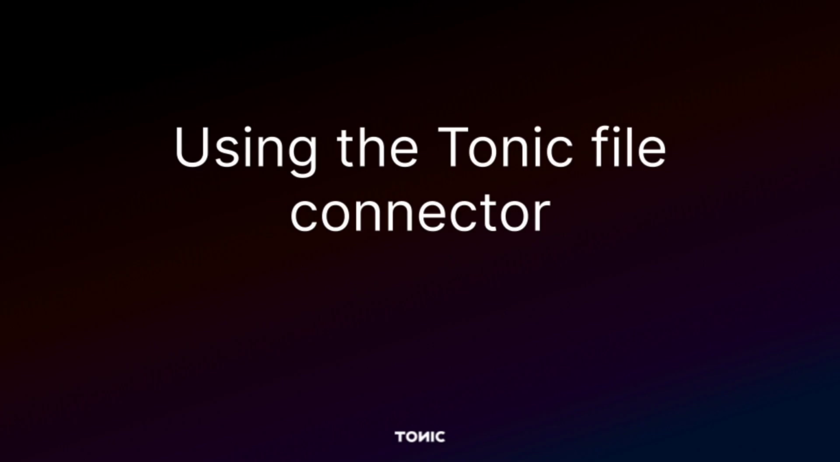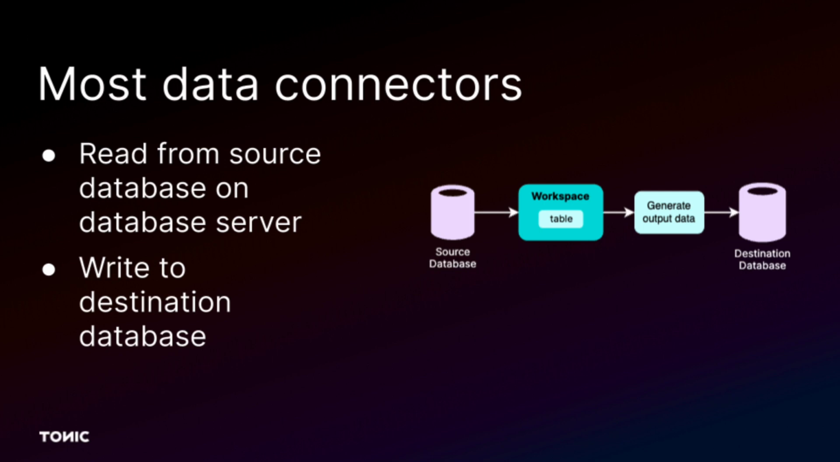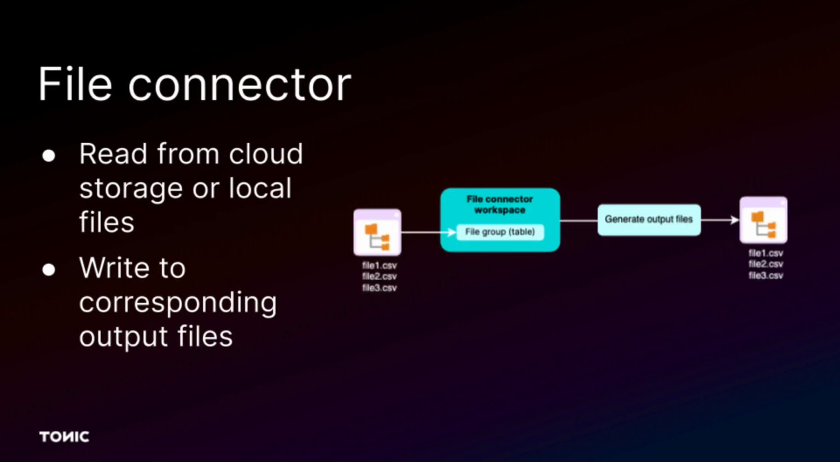In this video, we'll introduce the Tonic file connector, which uses files instead of databases for workspace source and destination data. For most Tonic data connectors, Tonic reads data from tables in a source database and writes transformed data to a destination database. How is the file connector different?